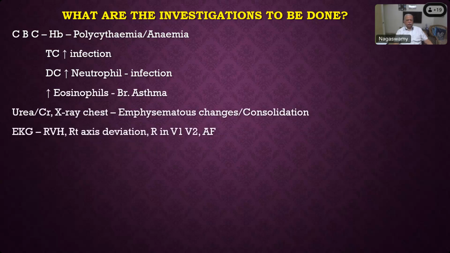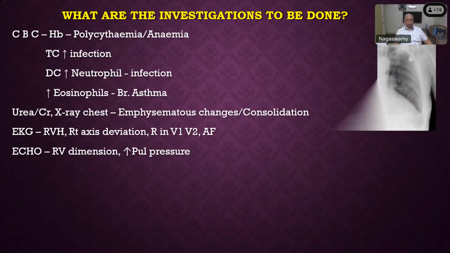And EKG, you may have features of right ventricular hypertrophy, right axis deviation, R1 in V1 and V2, and sometimes atrial fibrillation also can happen in COPD patients. And echo, you should look for the right ventricular dimensions and increase in pulmonary pressure, which are the late stage cardiac involvement that happens in chronic COPD patients.